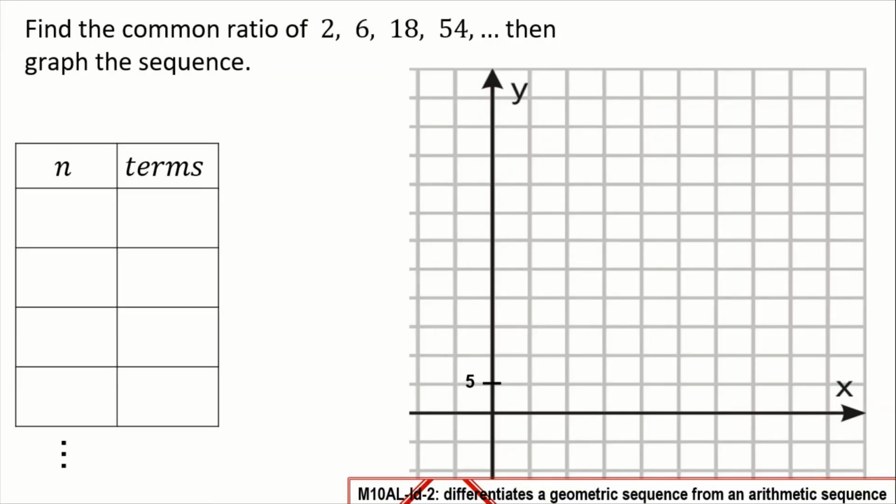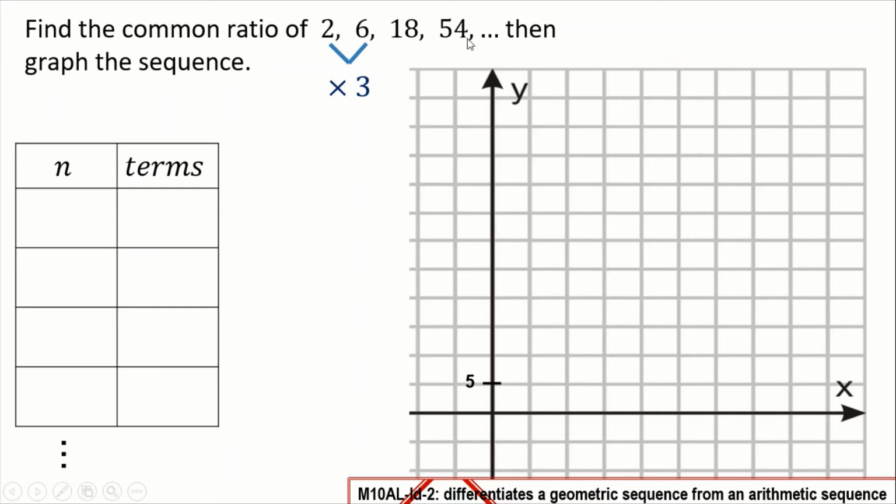So let's have here, find the common ratio of 2, 6, 18, 54, and so on. Then, graph the sequence. So, napag-aralan lang natin ng mga nakaraang modules. To get the common ratio, we divide any term by each preceding term. So, second term divided by first term. 6 divided by 2 is 3. O kaya naman 18 divided by 6 is 3. O kaya 54 divided by 18. So, ang common ratio natin ay 3. So, to check, 2 times 3, 6. 6 times 3, 18. 18 times 3 is 54.